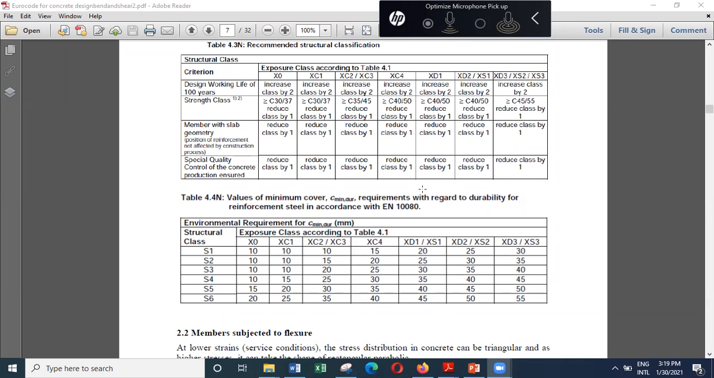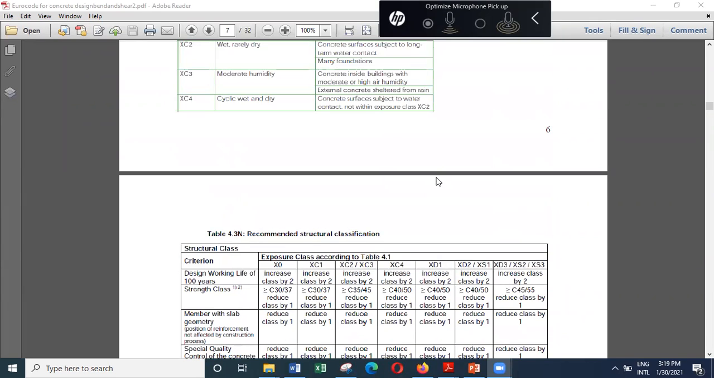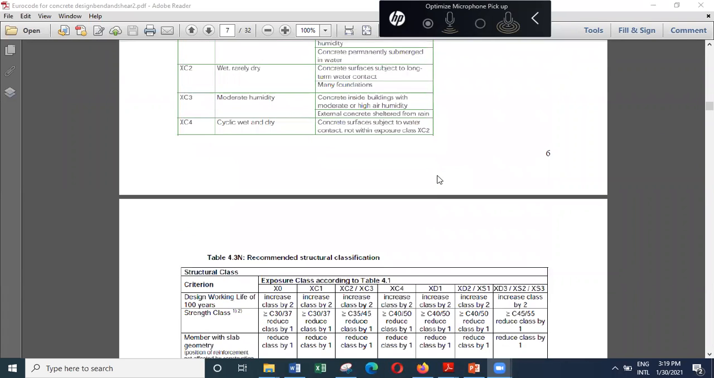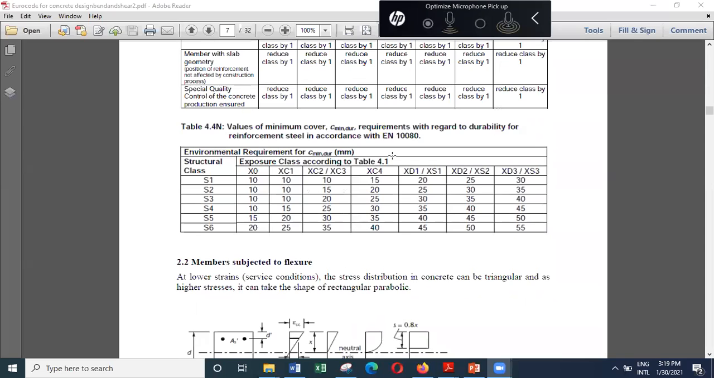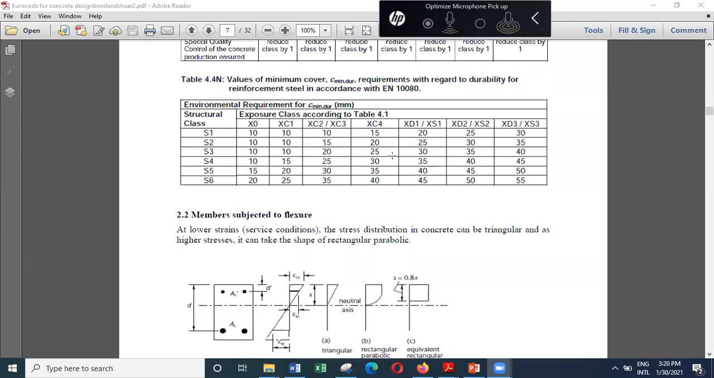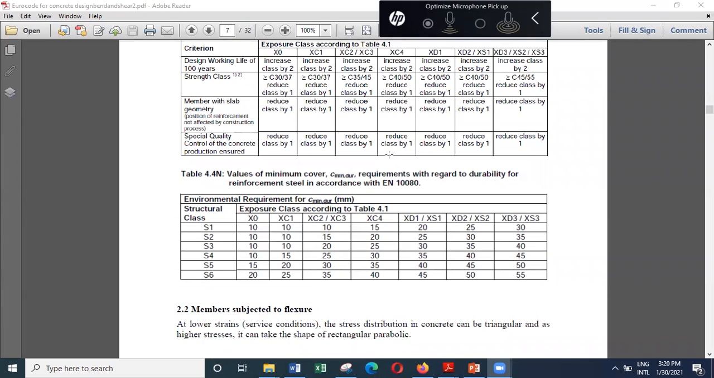So is that clear? How to select the cover for reinforcement? And this cover is for the outer reinforcement, which is the link. So this cover is actually the cover to the link. Is that clear? Any questions on this table?